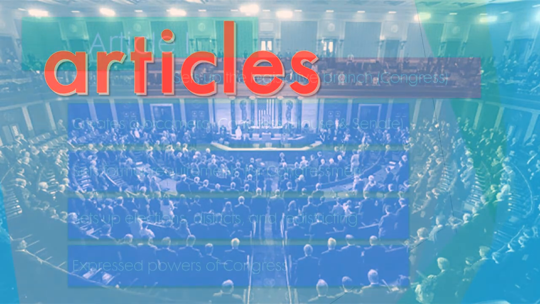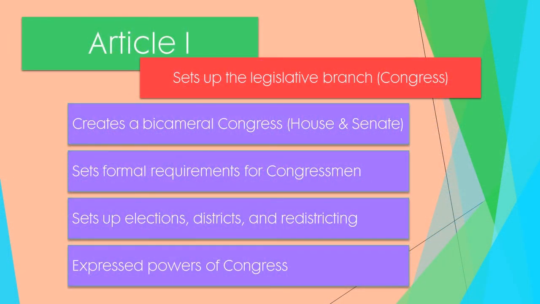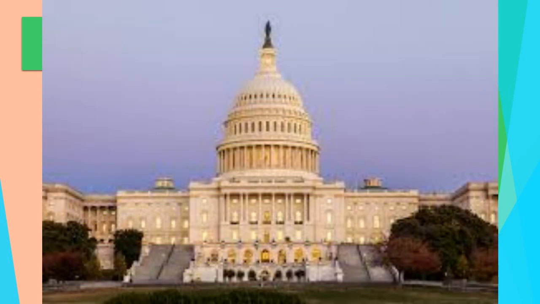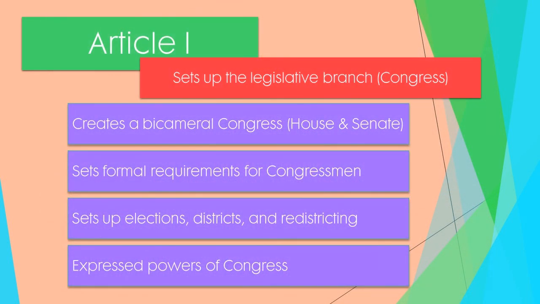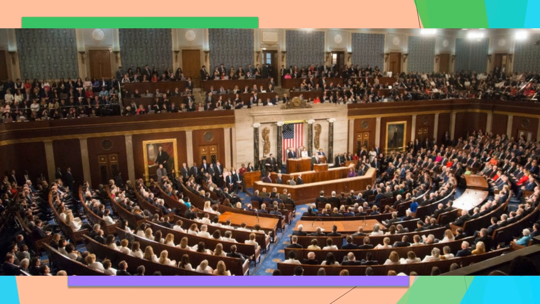So as you know, Article 1 sets up the legislative branch. That's our Congress. We just want to know some basics about what's in this article here. So it sets up a bicameral Congress, meaning we have 2 houses, a House and a Senate. It gives us those specific requirements for who can serve in Congress, and it tells us how we're going to choose them. Then it devotes a big chunk here to the expressed powers of Congress, which powers are written in the Constitution.